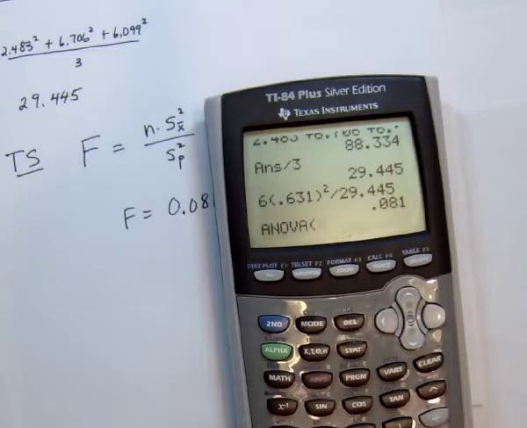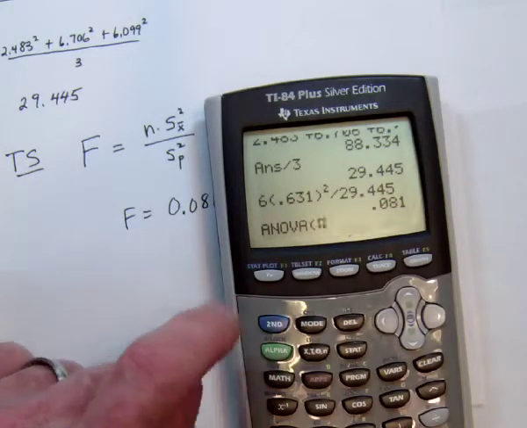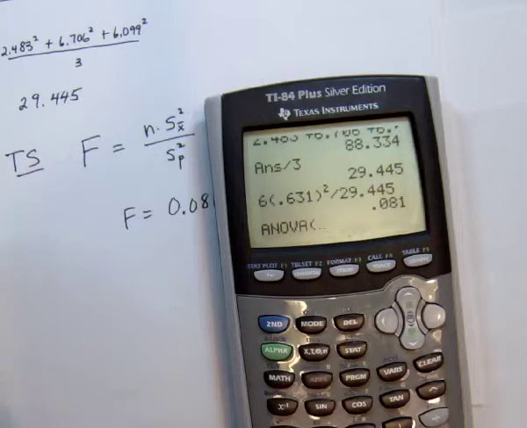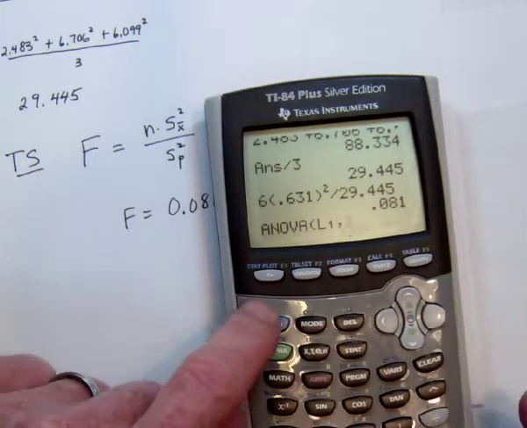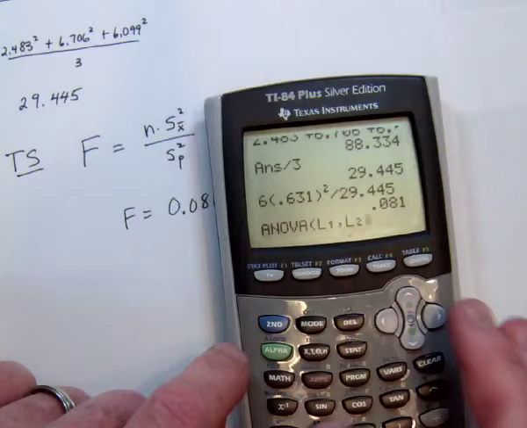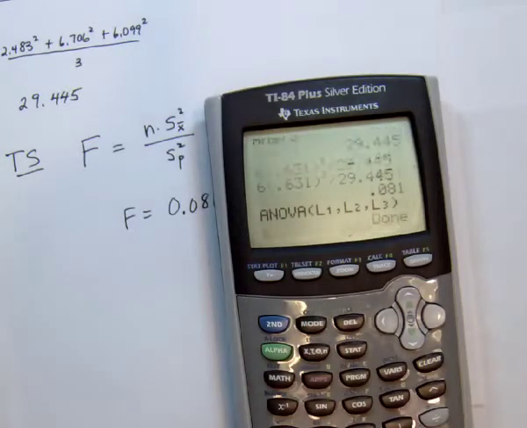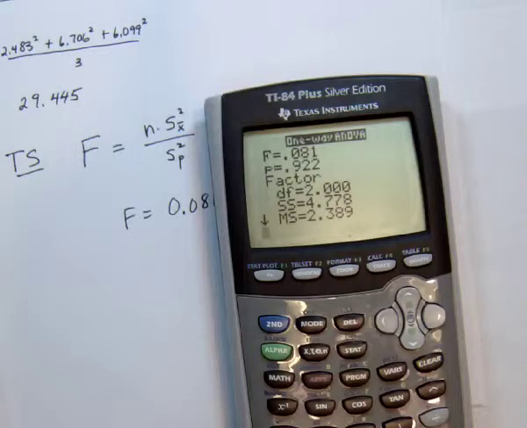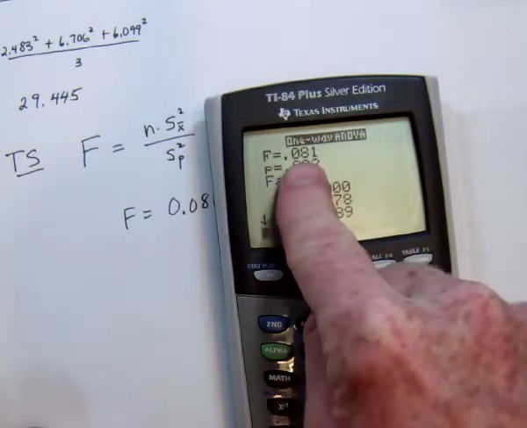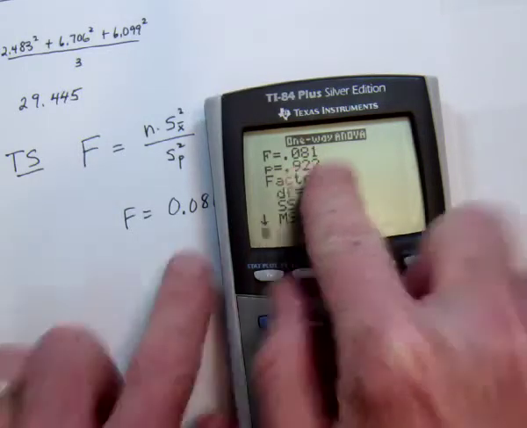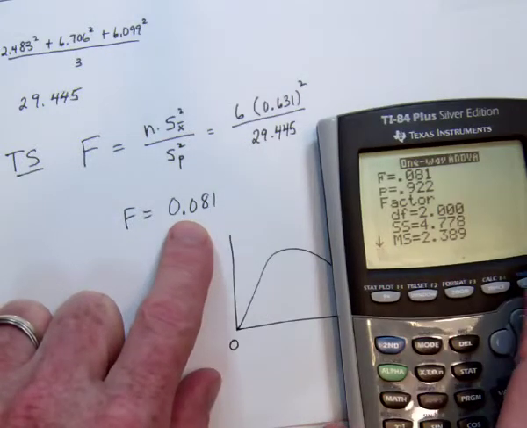You hit the Enter key, and it tells you ANOVA for what lists. So then you enter list 1, comma, list 2, comma, list 3. And then hit Enter. It's going to give you a whole bunch of information, but we've got the test statistic F right there, 0.081.